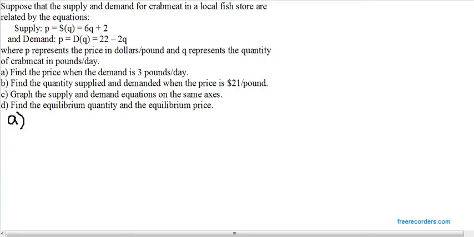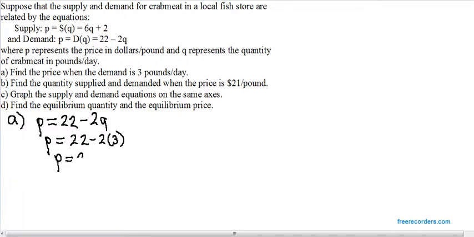Well, Part A is only talking about demand, so we're only going to use the demand equation. It says find the price, find P, when the demand, which is Q, is 3. So find P when Q is 3 means plug in 3 for Q and now follow the order of operations. We do multiplication before subtraction. Now we do the subtraction and we get P equals 16. Remember, P it told us was in dollars per pound.